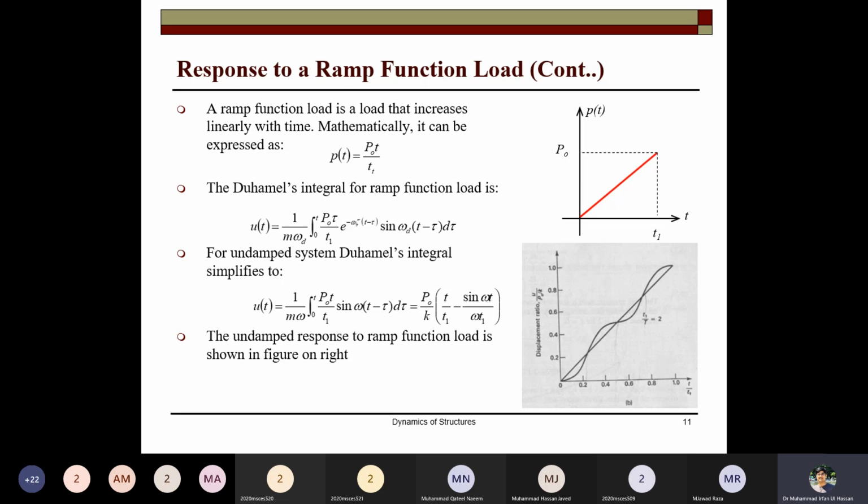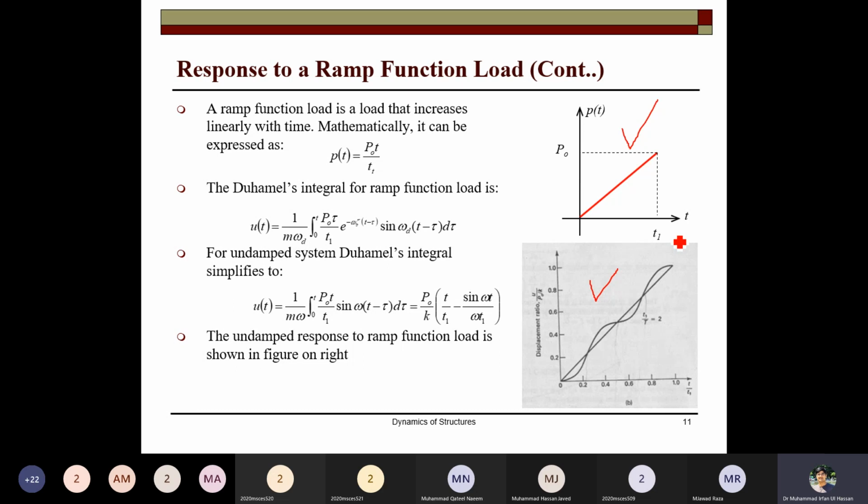This is the ramp function. Now I will tell you the different functions, what the different functions are and what the values of the response are. I will show you. This is the force function, this is the response. There are many active functions, so you must know what the force is. If the force is applied linearly increasing, the function of the force is linearly increasing and ending at T1.